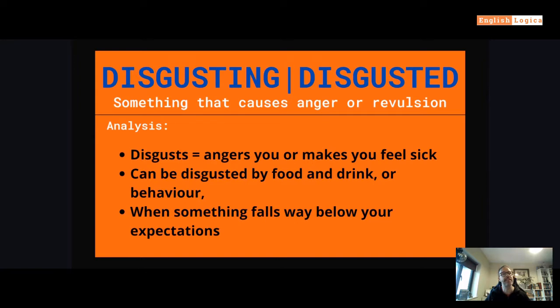Our next word then is disgusting or disgusted. You may have heard this one, and this is something that causes anger or revulsion. So if something disgusts you, it angers you or makes you feel sick. You can be disgusted by food and drink or by behavior, or when something falls way below your expectations. Okay, you may expect something to be very good and it disgusts you that it's not, for example.